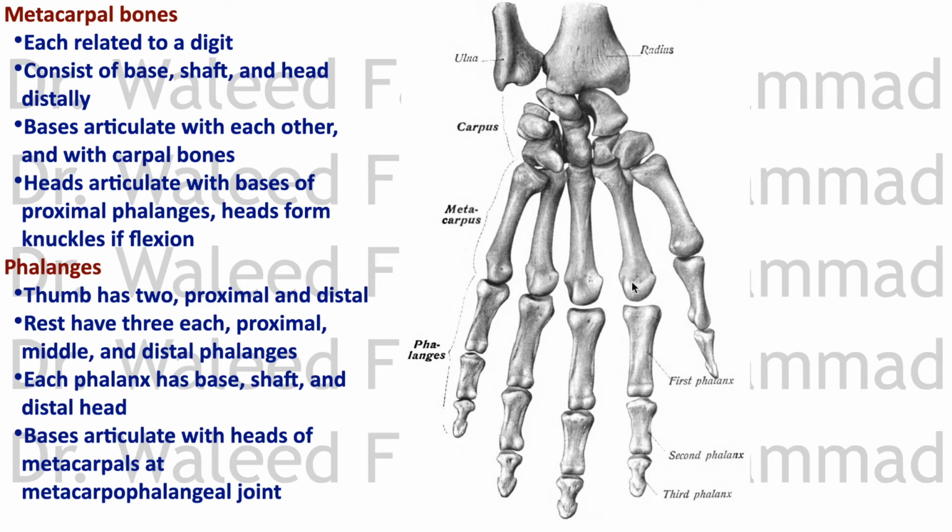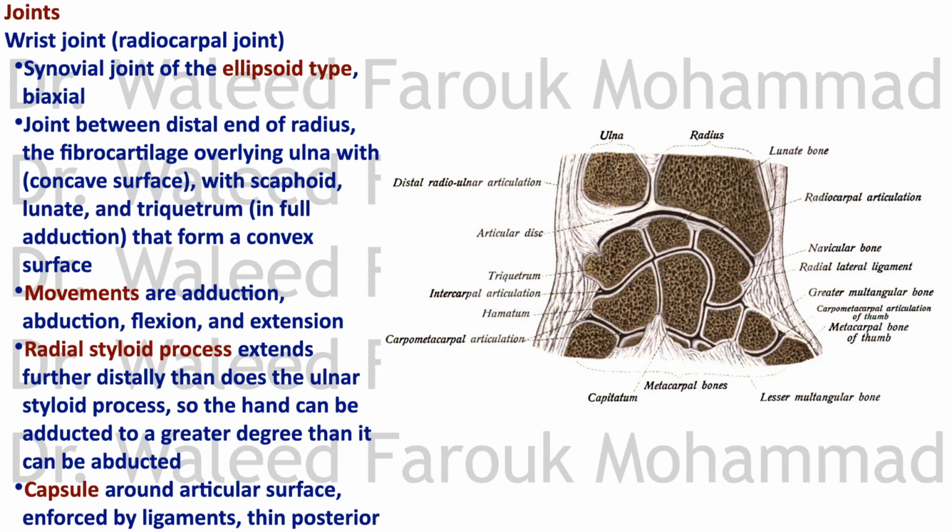The thumb has two phalanges, proximal and distal. The rest have three: proximal, middle, and distal. And each phalanx has a base, a shaft, and a head. The bases articulate with the heads of the metacarpals at the metacarpophalangeal joints that form the knuckles, as mentioned earlier.